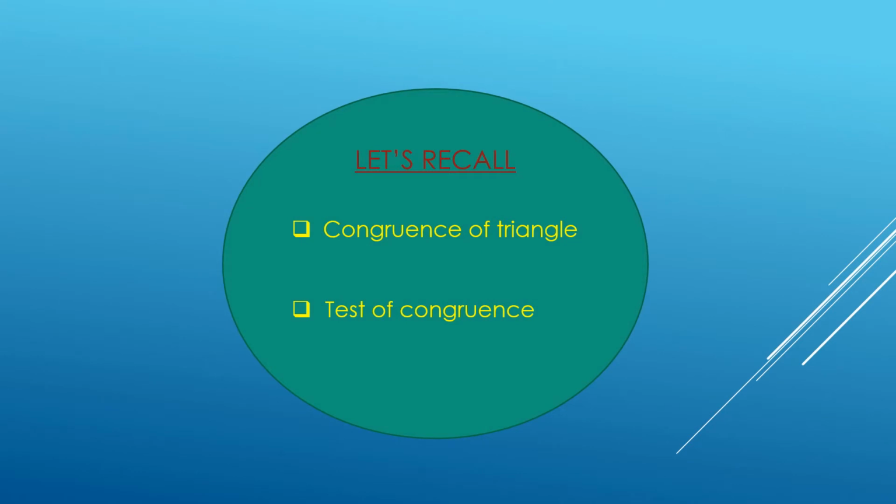Let's recall congruence of triangles. The triangles are congruent when all corresponding sides and interior angles are congruent. Next is the test of congruence. The first test of congruence is the ASA test, the second one is the SAS test, the third one is the SSS test, and next is the hypotenuse side test.